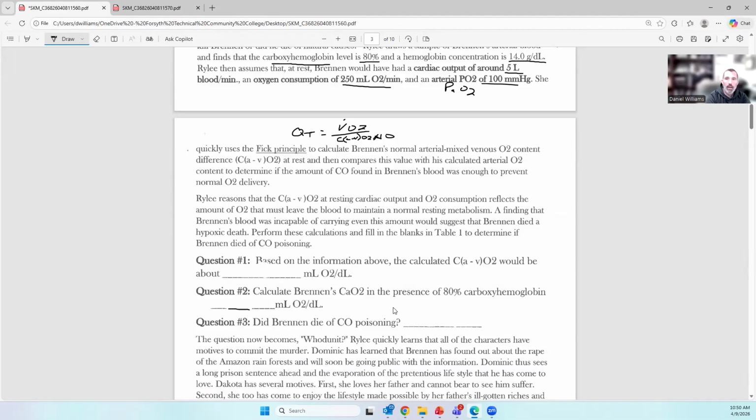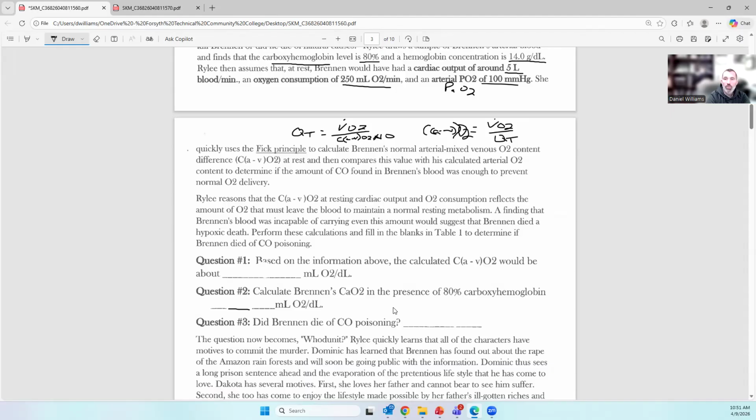So we need to figure out what the CaVO2 difference is, and you have to excuse my handwriting, and that's going to be equal to our VO2 divided by our cardiac output. So then, if you take 250, and I don't think I can write on the outside of the screen, I don't have enough blank space, so I'll try to write a little bit neater if I can.